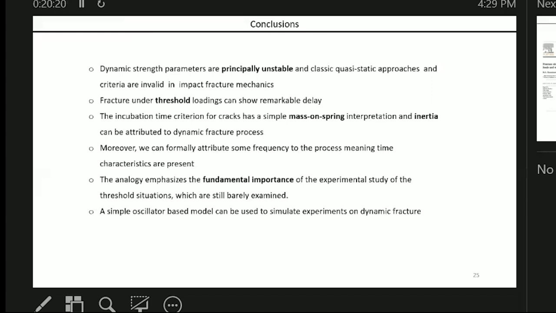So, main conclusions. We managed to show that the dynamic fracture process can be regarded from a very simple point of view. We can attribute some inertia to this process, and we can attribute some virtual oscillators to this process. And using this knowledge, we can build a very simple fracture model to simulate some real experiments.